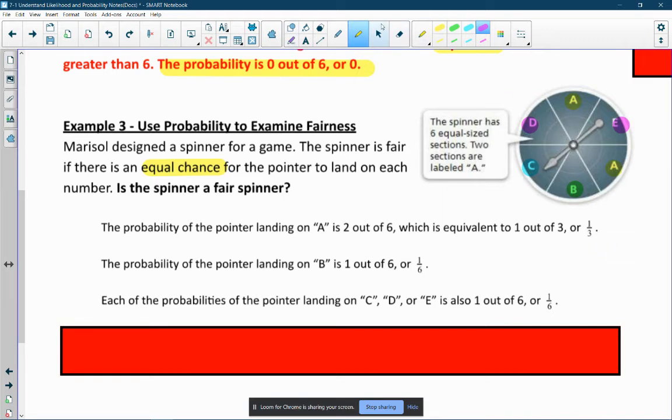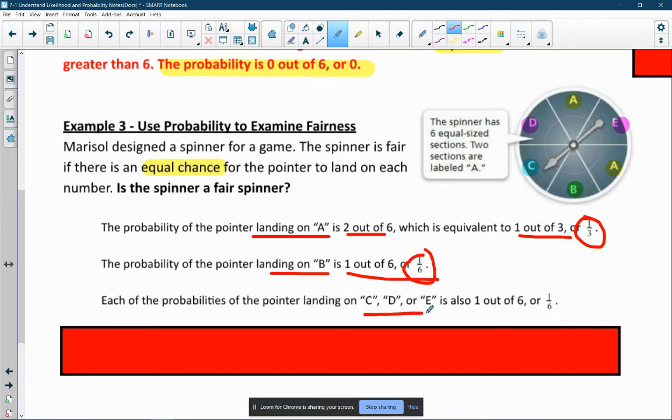Well, what's the first thing we notice? We notice 2 A's. So the probability of the pointer landing on A is 2 out of 6. And 2 out of 6 is the same thing as 1 out of 3, or 1/3. So you have a 1 out of 3 chance of landing on A. So for this to be a fair spinner, you've got to have a 1 out of 3 chance of landing on B, C, and D, and E. Well, we go on. The probability of landing on B is 1 out of 6, or 1/6. So already we know this isn't a fair spinner. The same thing goes with C, D, and E, 1 out of 6.